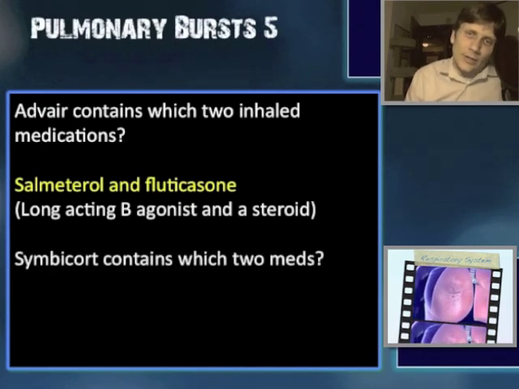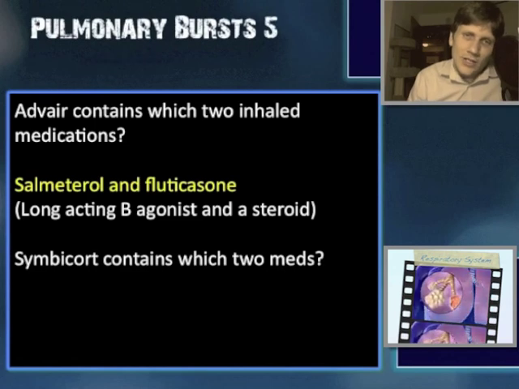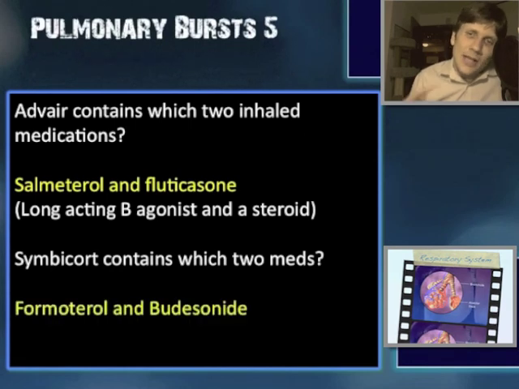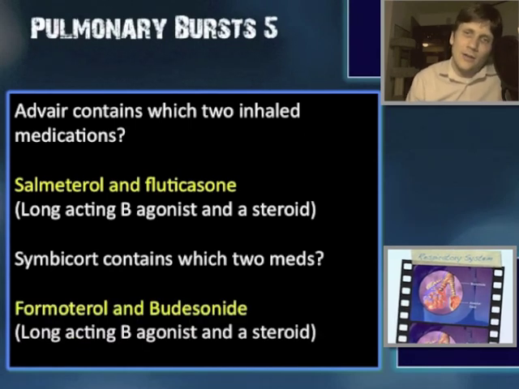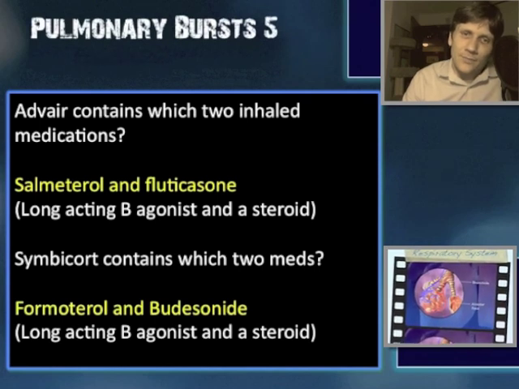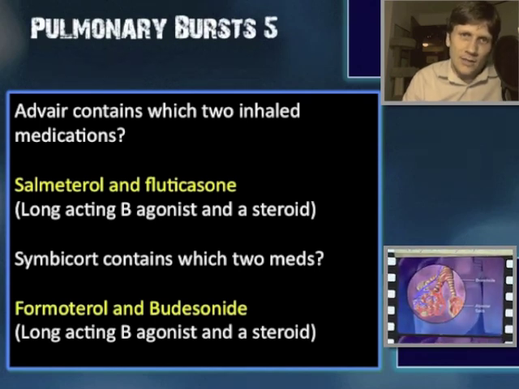And what about Symbicort? What 2 medications does Symbicort have? Again, formoterol, which is a long-acting beta agonist, and budesonide, a steroid. So Advair and Symbicort. And that's it.